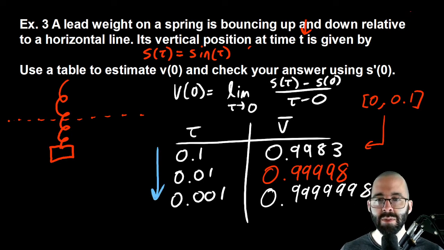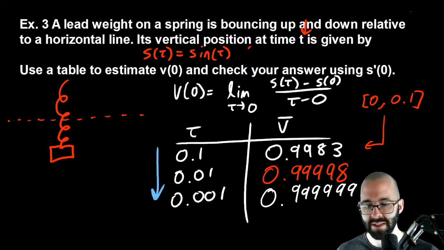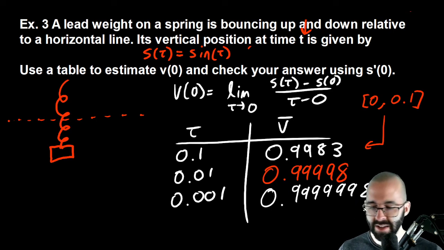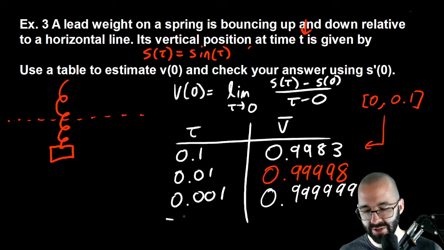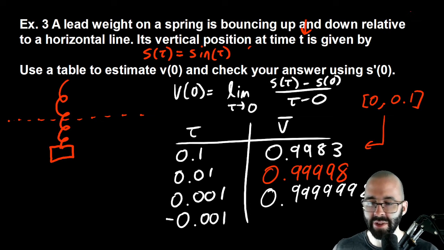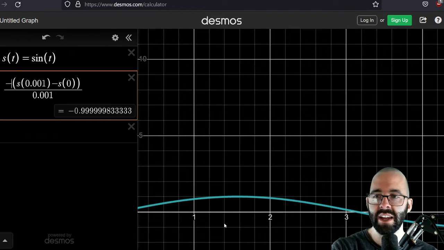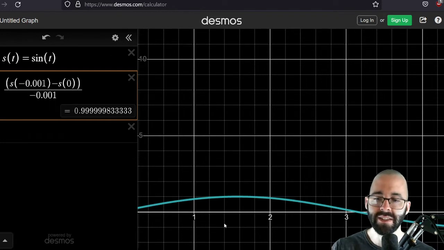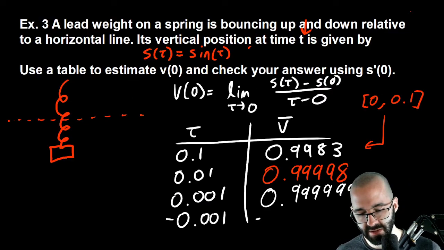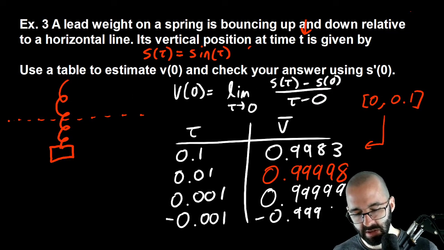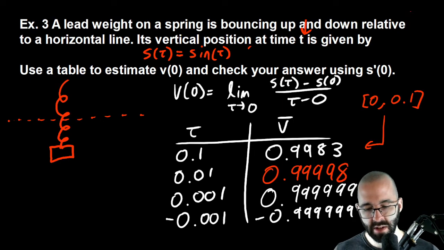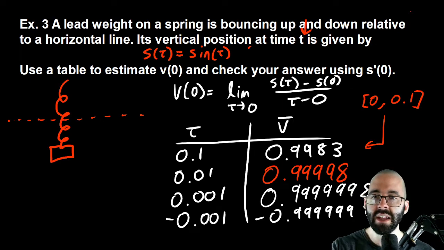As t is getting smaller and smaller, and really, we should also check from the other direction. All right, we should check from the negatives as well. Let's do that real quick. This is negative. Oops. All right, it's doing the same thing from the left. Why is it doing the same thing from the left?